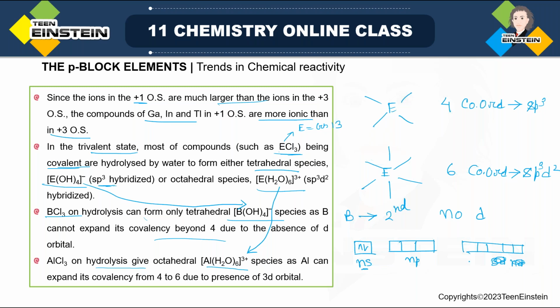But whatever. If d is present, then what can happen? These orbitals can also take part in reaction. That is coordination number 6. That means the d orbitals must take part in bonding. And that is possible if d is present. But in the case of boron, that is not present. So that is why we are getting different types of species. From BCl3, we are getting 4 coordinated species. From AlCl3, we are getting 6 coordinated species. Okay.